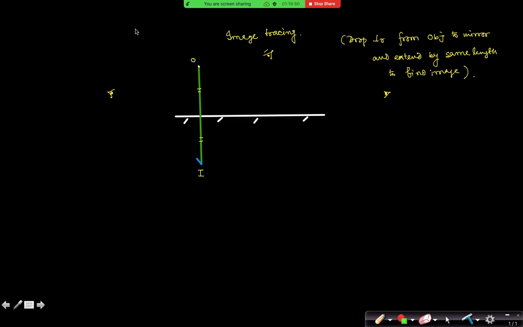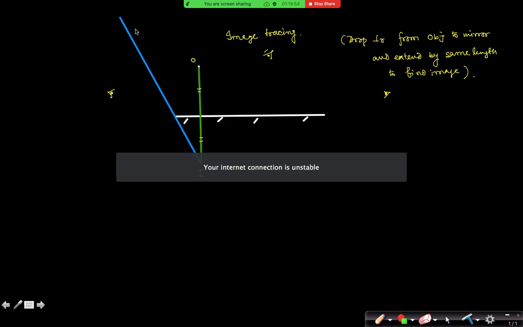Yes, look, for that you just join the image with the ends of the mirror.